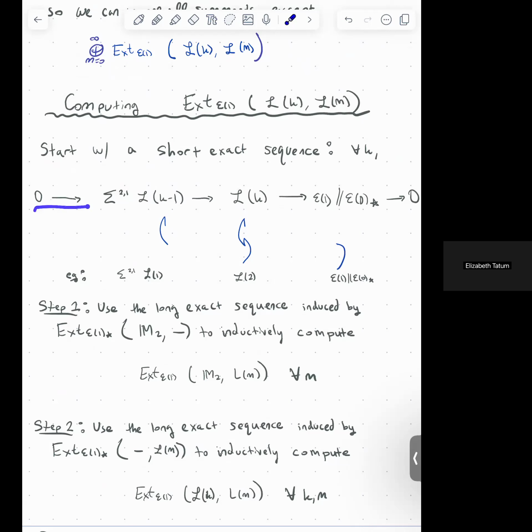Right, so this is the short exact sequence we want to use. Step 1 is to use the long exact sequence induced by applying x over E of 1 star of M2 to then inductively compute x over E of 1 of M2, L of m for all m. So inducting on the right variable. Then recall that M2 is equal to L of 0. So step 2, you're going to use the long exact sequence induced by x over E of 1 star on the right variable to inductively compute this x over E of 1 of L of k, L of m for all k and m.